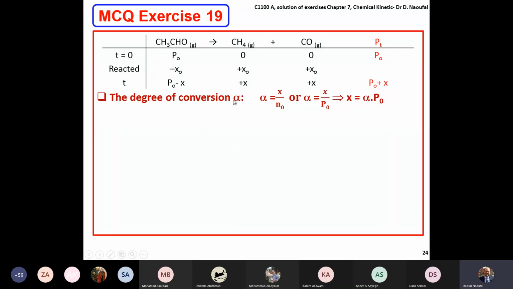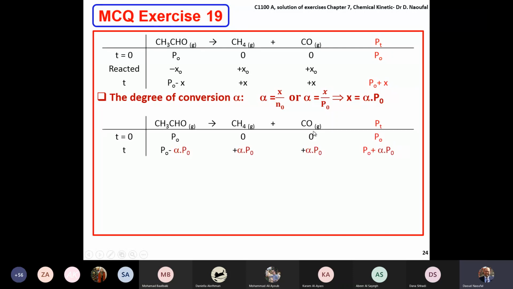The degree of conversion alpha, by definition, is equal to the quantity reacted divided by the initial quantity. So alpha is equal to X divided by N0. In this problem, since I have a table of conversion according to the pressure, I can write alpha is equal to X over the initial pressure. So X equals alpha P0.